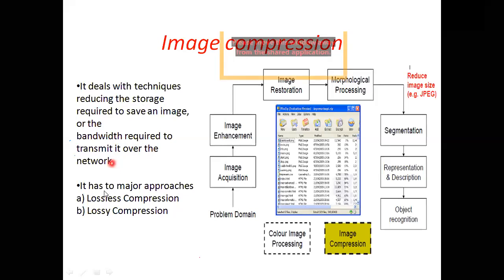It has two major approaches. In compression we have lossless compression and lossy compression. Suppose we are trying to reduce the storage required for an image; in that we have two techniques, lossless compression and lossy compression.